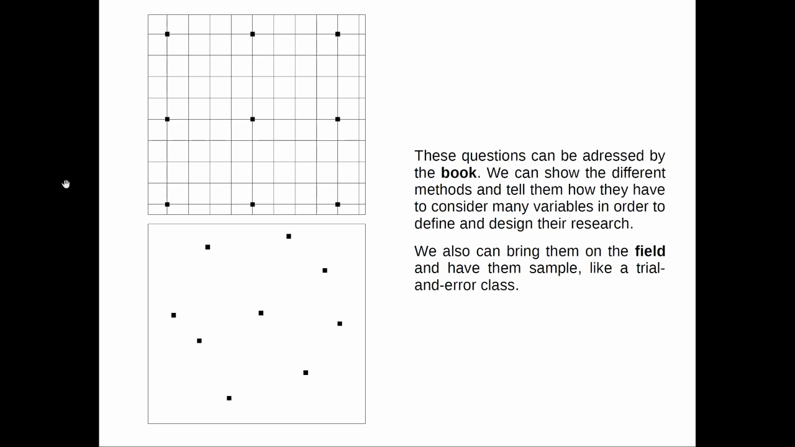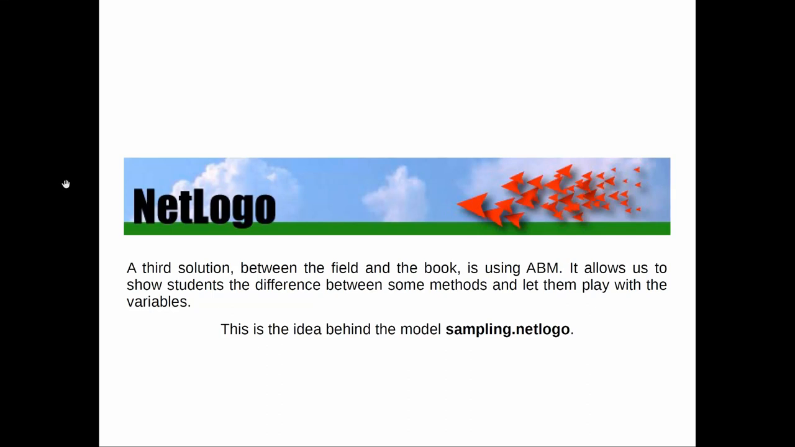We have two solutions to explain to them how sampling works. We can use books and explain the main strategies we have, systematic or random, or we can bring them to the field and propose that they do it themselves and see how it works practically. A third solution would be to use agent-based modeling, so that we don't have to go on the field, which might be expensive and time-consuming, and also that we don't have to learn through books something that is really practical.